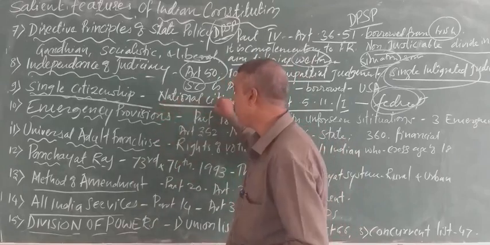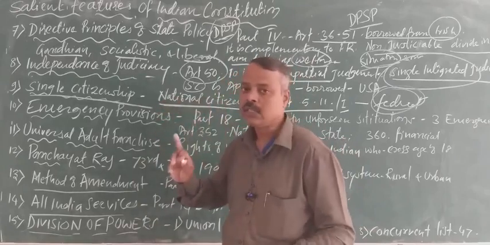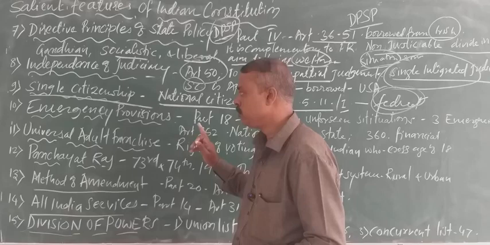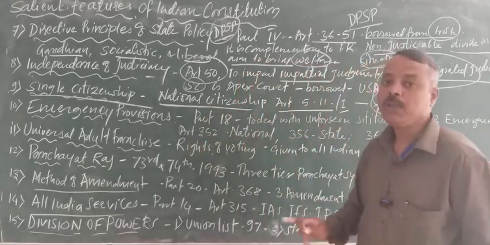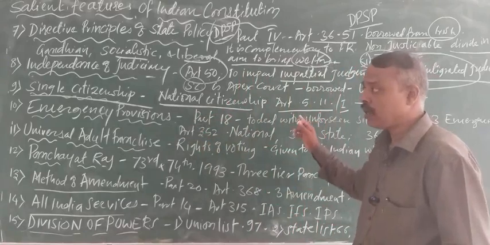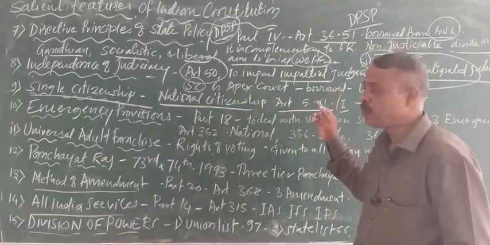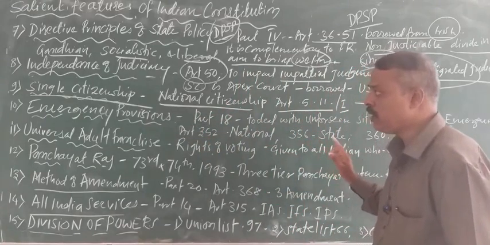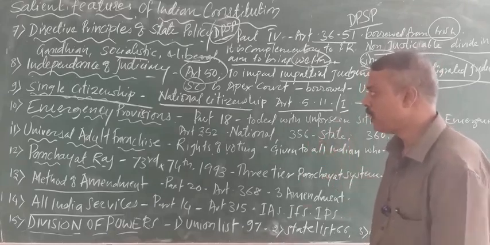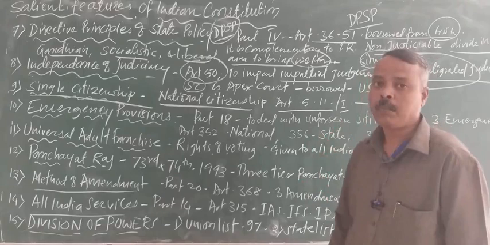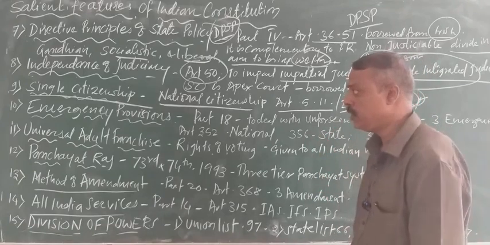But here we have one citizenship, that is Indian citizenship. But in America and Switzerland, they enjoy dual citizenship. One is the central citizenship and another is the citizenship of a state. But in India it is not possible. Only single citizenship is available. And that is what we all are proud of, to be an Indian citizen.